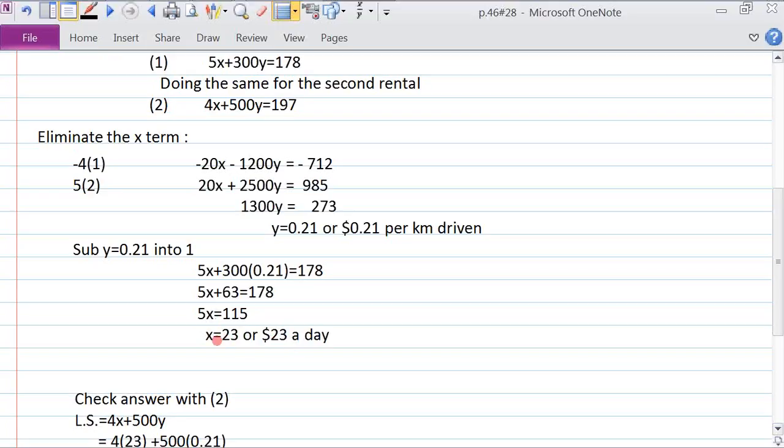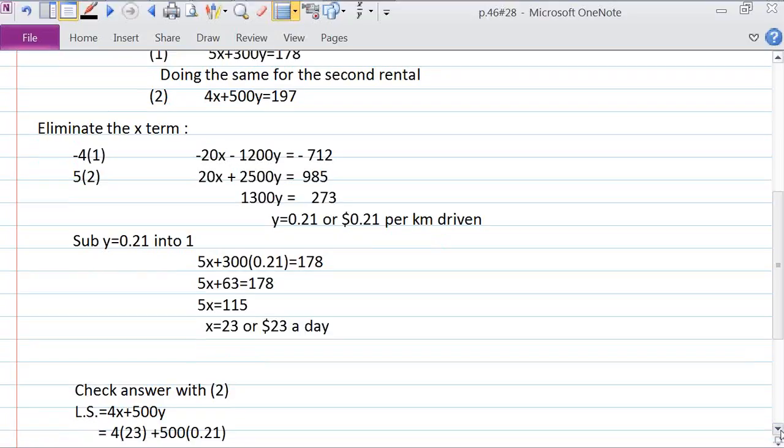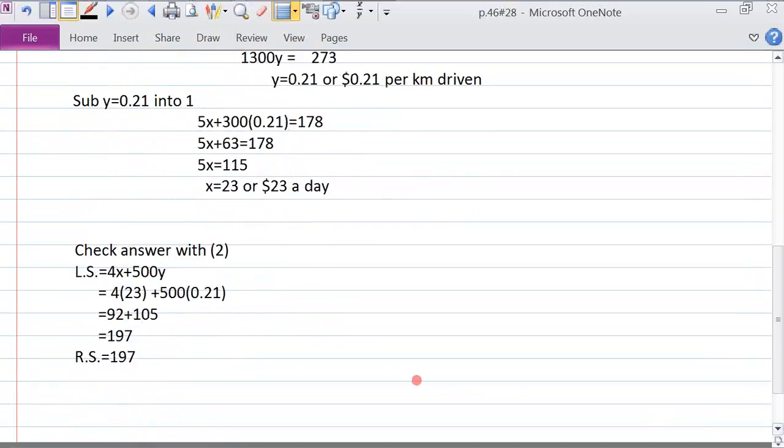So we now have the x, which is the cost per day for rental. We have the y, which is the cost for the kilometers driven. And the sum of the two would give us what we paid. Okay, so we check the answer with equation 2.